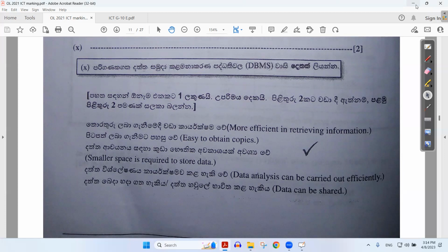Right, so 2 marks for this. Reducing data redundancy. Let me see. Yes, you can. No problem. Yes, Vinaka, that can also be taken. And see how much you got out of 20.